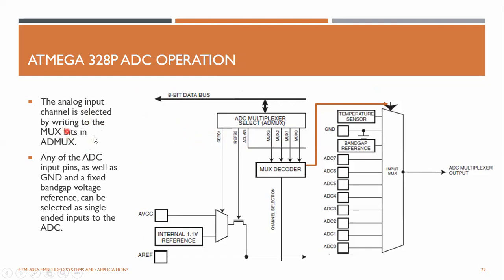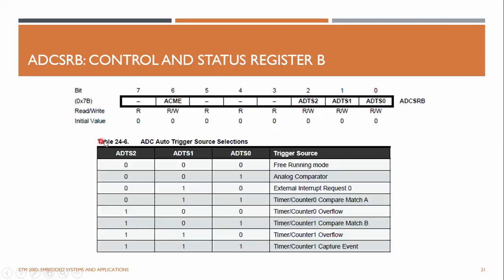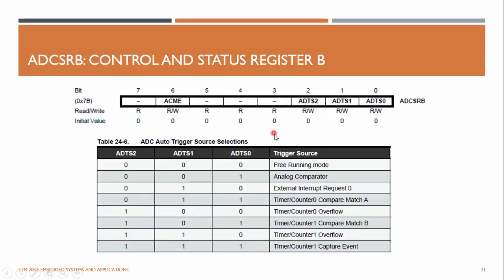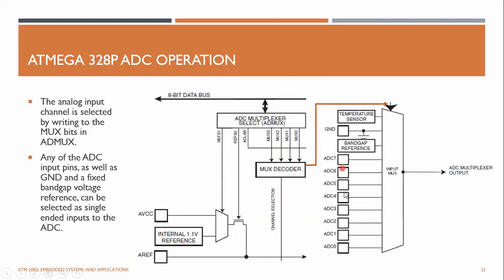So like I mentioned, this is the ATmega328P operation. By writing to the ADC MUX register, the channel can be selected. This is that channel, right? So you write to the ADC MUX register, and it has a decoder. Whatever value you write, it will select the particular channel.